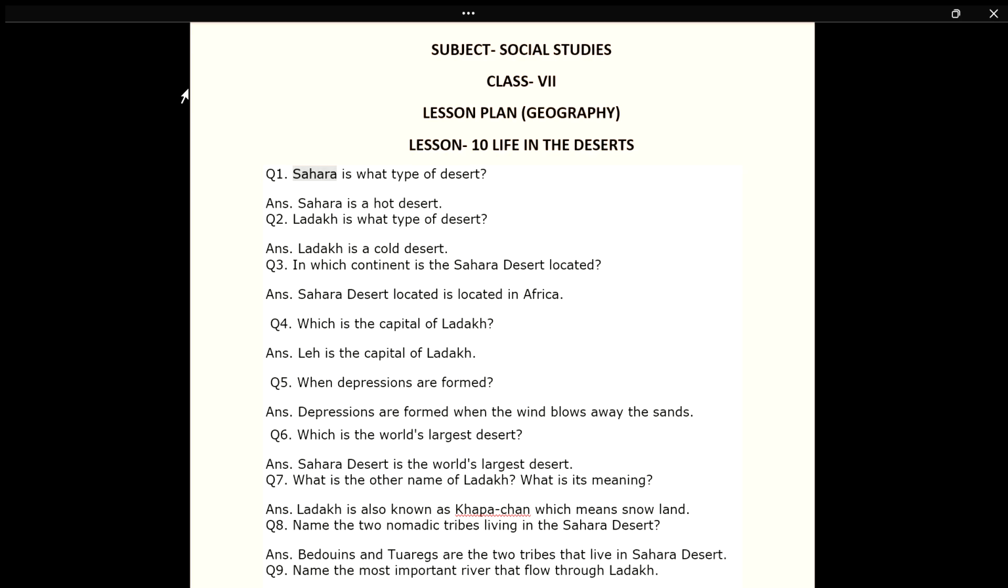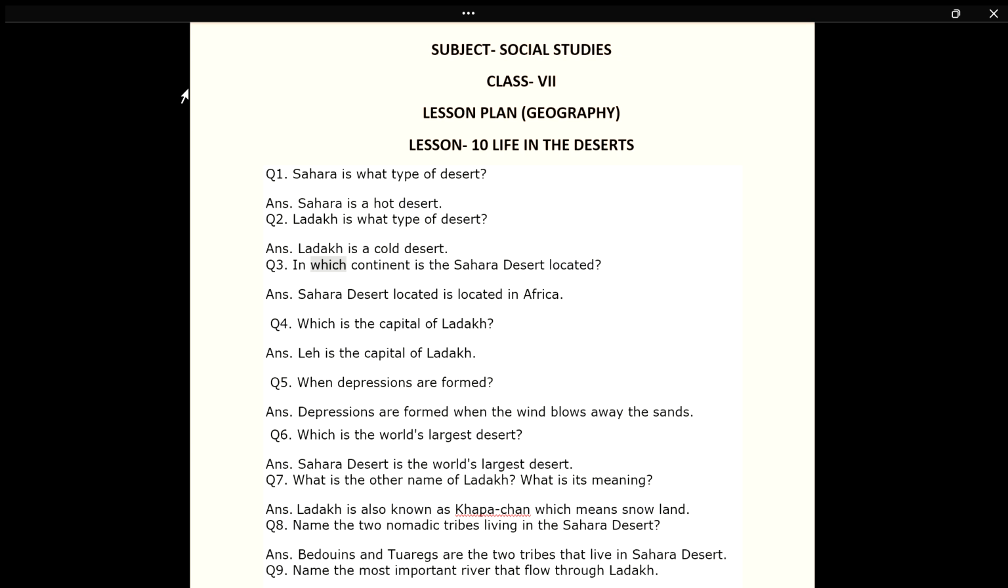Q1. Sahara is what type of desert? Ans. Sahara is a hot desert. Q2. Ladakh is what type of desert? Ans. Ladakh is a cold desert.